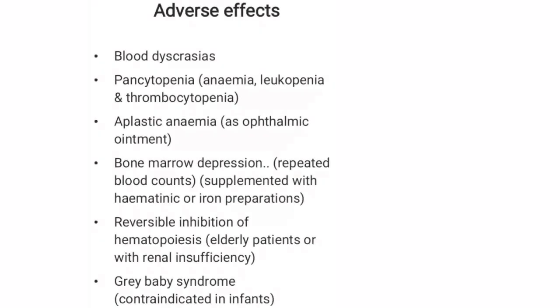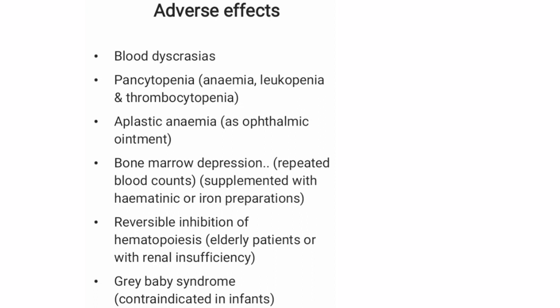Now we will see the adverse effects of chloramphenicol. Chloramphenicol causes blood dyscrasias, that is, abnormality in blood, with decreased production of blood cells, and it causes pancytopenia. Pancytopenia is a collective term including anemia, leukopenia and thrombocytopenia. Already we know that a low level of RBC is called anemia, a low level of WBC is called leukopenia and a low level of platelets is called thrombocytopenia. It causes aplastic anemia even when used as an eye ointment.